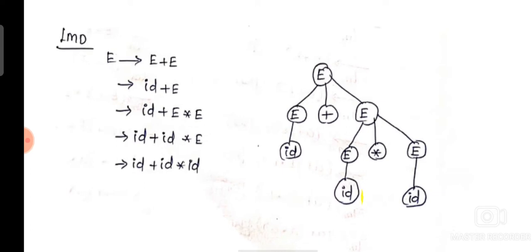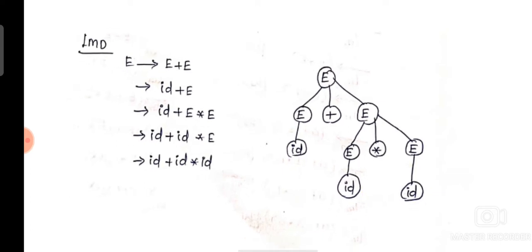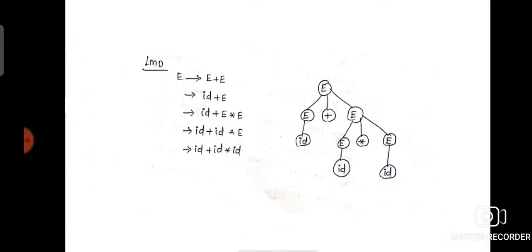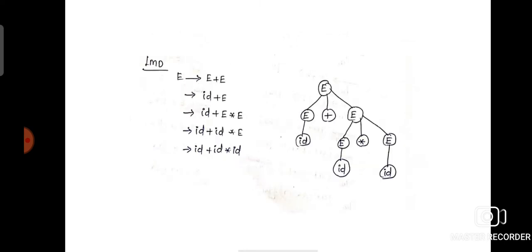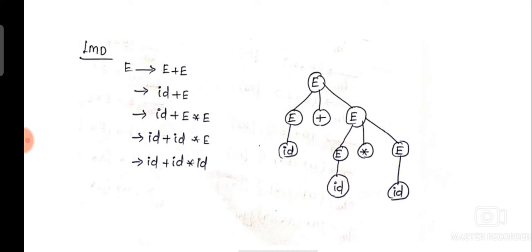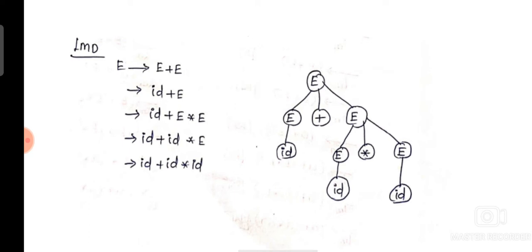In the leftmost derivation we can do like this: E tends to E plus E, based upon our string id plus id star id. So in the leftmost derivation we can take the production E tends to E plus E. Then we have to do the substitutions from the leftmost variable. So id plus E.